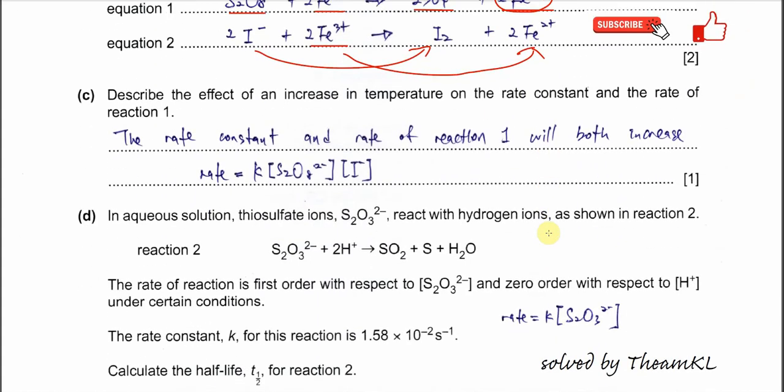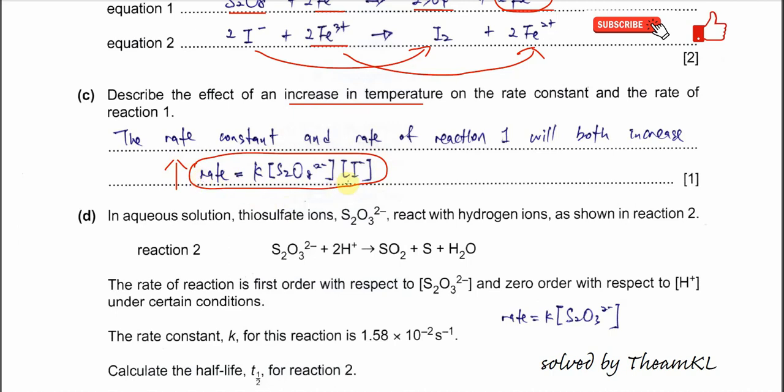Okay, describe the effect of an increase in temperature on the rate constant and rate equation of reaction 1. This one is quite simple and quite direct. We know that when temperature increases, the rate must increase. This is for sure. So if we recall the rate equation that was given, when temperature increases, the rate increases.